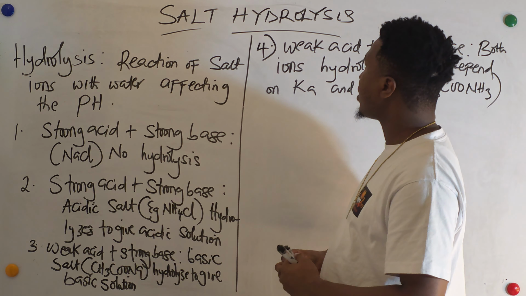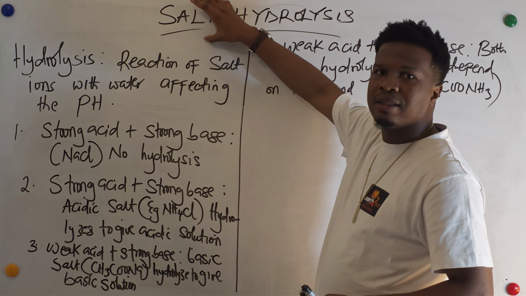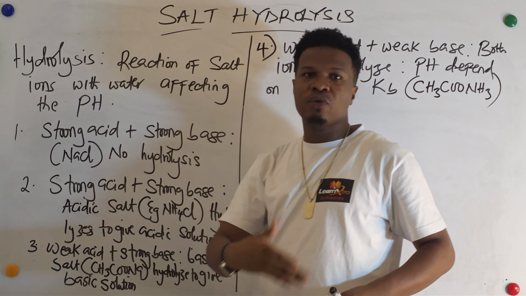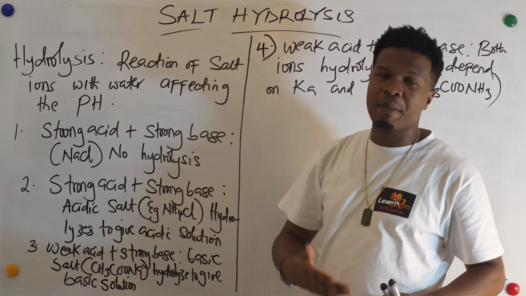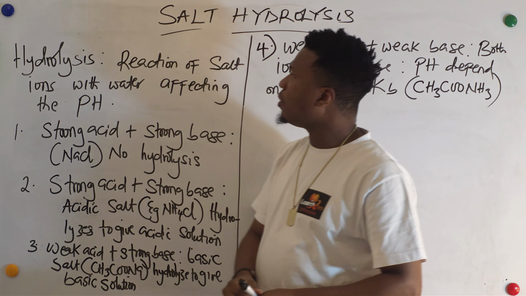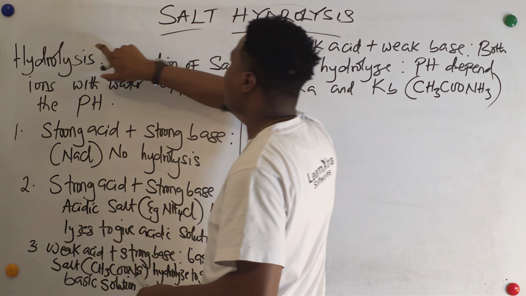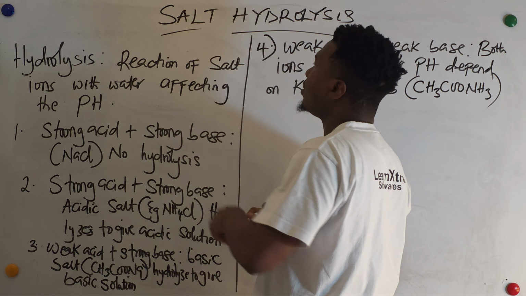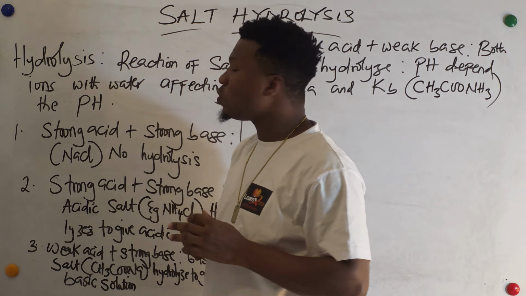About salt hydrolysis, okay? You know what a salt is already, alright? A salt is formed when the replaceable hydrogens in an acid have been replaced with what? A metal or ammonia, okay? So now, what is hydrolysis? Hydrolysis is simply a reaction of the salt. Salt hydrolysis is the reaction of the salt ions with water.